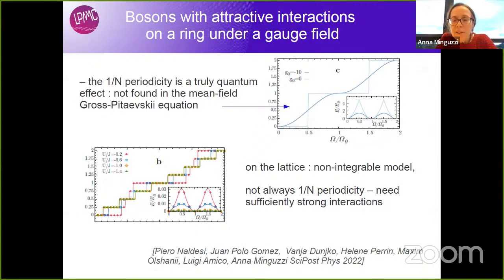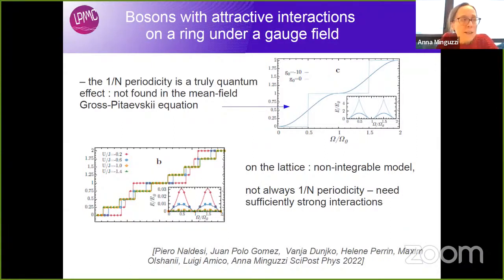Another aspect that I would like to mention about our work is that since we are on a lattice, we do not always have a perfect 1/n periodicity. What we may have is also an intermediate landscape, as shown here in the inset, I hope that you see. Or in other words, as shown here in the main picture, the steps in the angular momentum can be of different size and different width. And this happens when the interactions are not sufficiently strong to allow the formation of a very well-defined many-body bound state. So it is an extremely rich system.